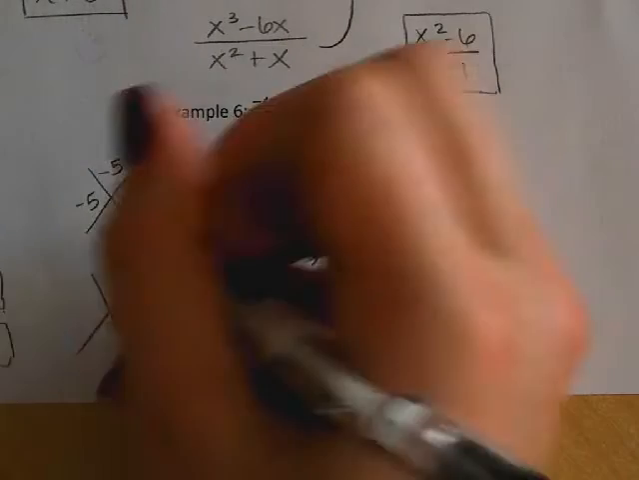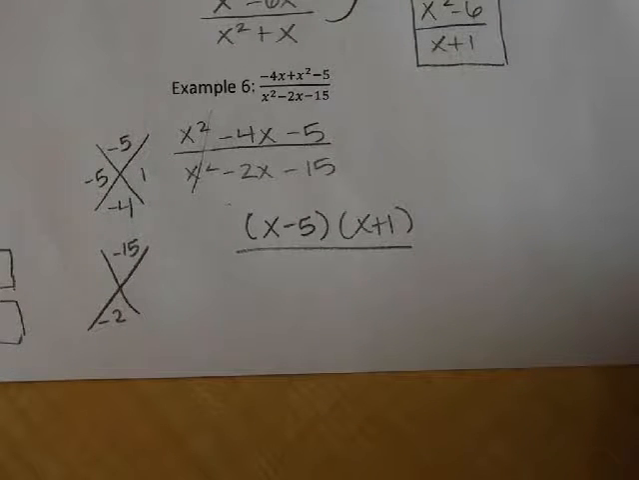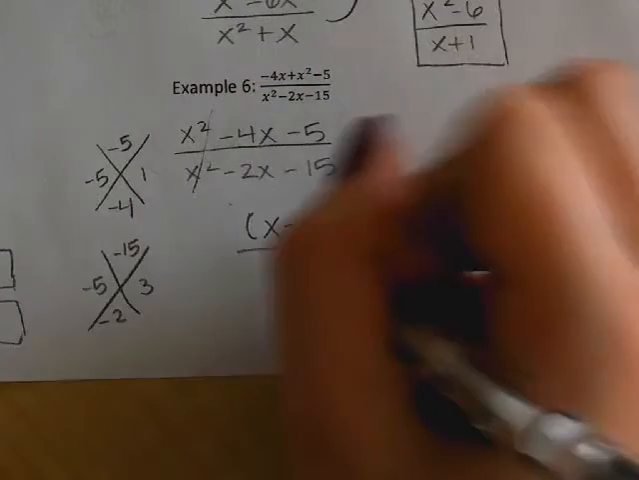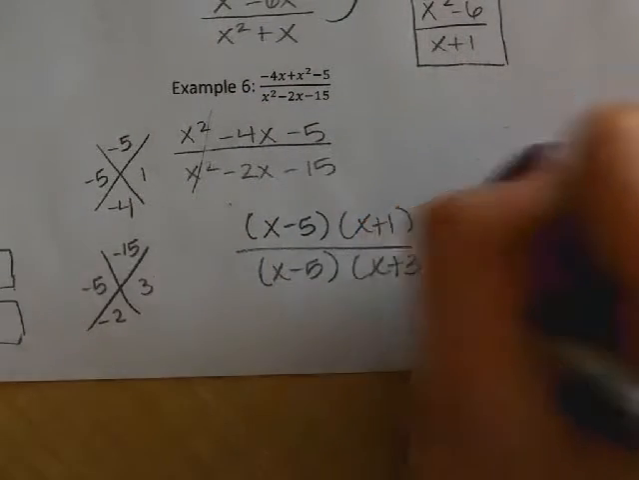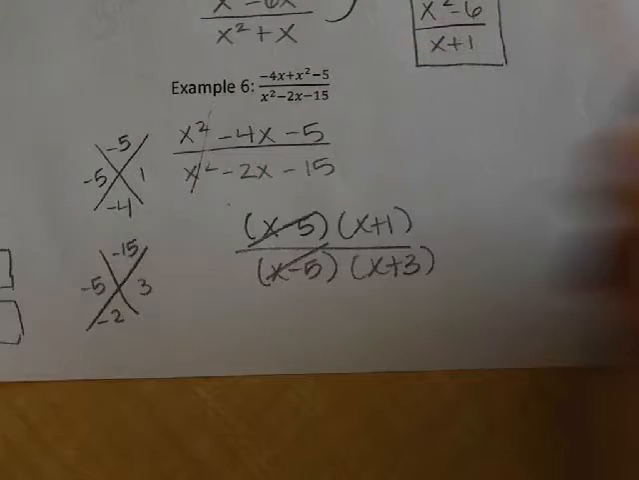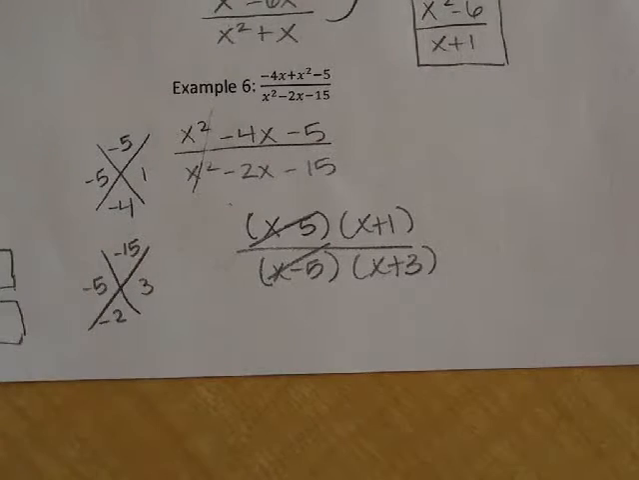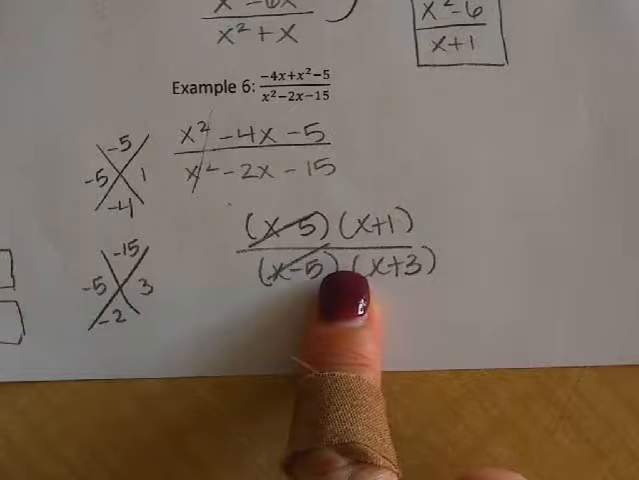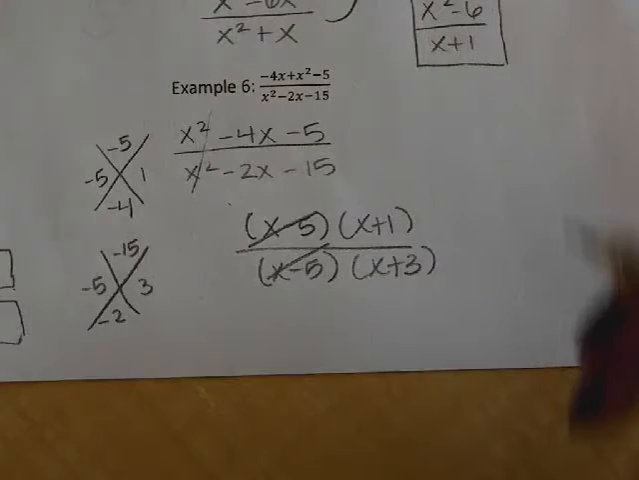And then on the bottom, we are multiplying to negative 15 and adding to negative 2. Negative 5 and 3. And the x minus 5s divide to make a 1. And it's okay if we cancel those because the top is multiplied and the bottom is multiplied. And multiplication and division actually do cancel.